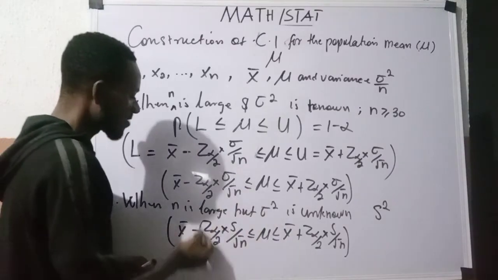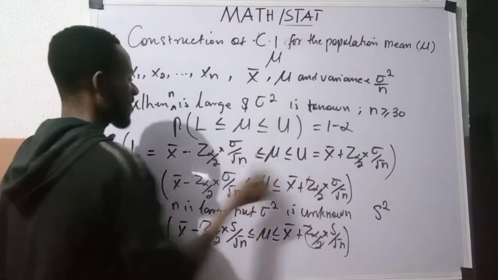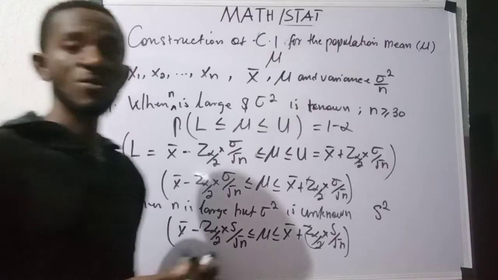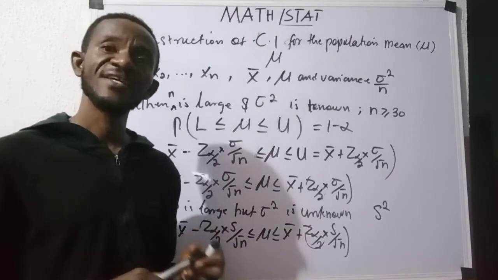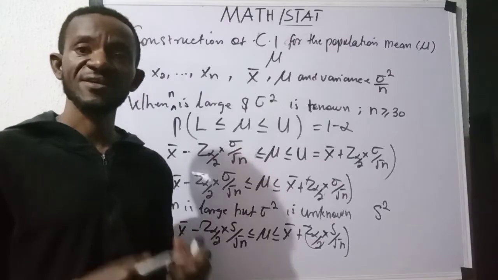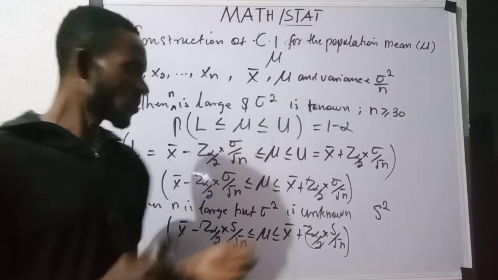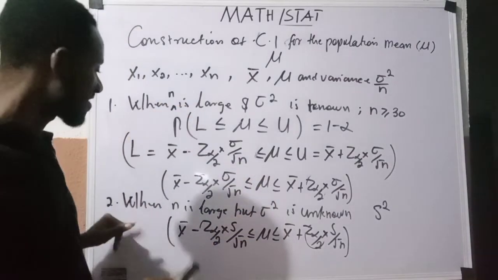Of course, this is our z of alpha over 2. It is called the critical value of the confidence interval. Okay? So this is of course what we do when this condition holds, and this is what we do when the other condition holds.